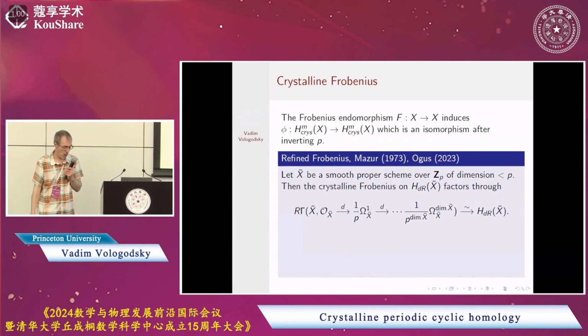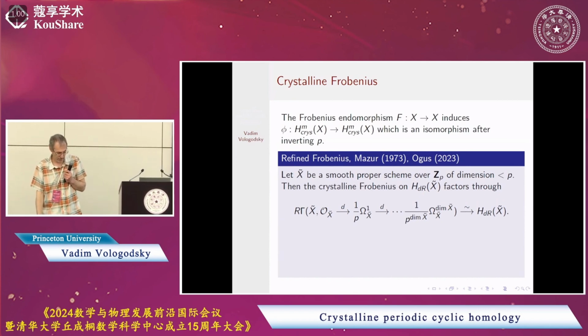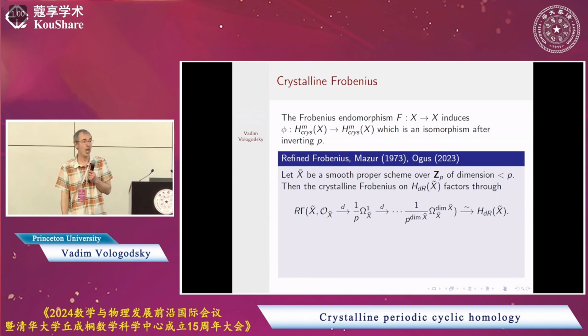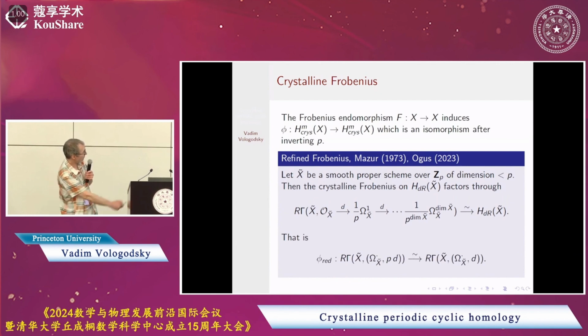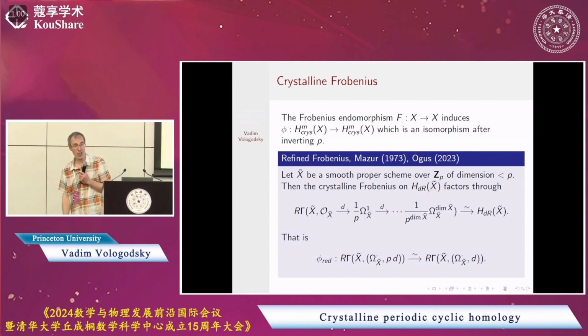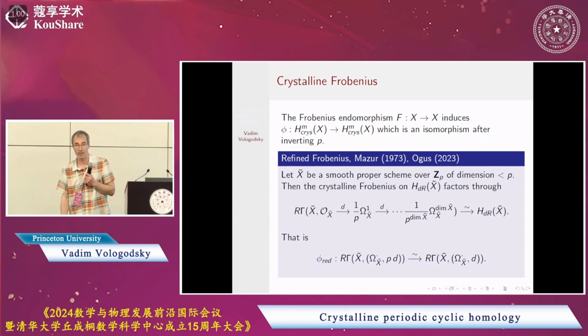Equivalently, it says that the Frobenius is divisible by p to the i on the i-th term of the Hodge filtration, and no more. Equivalently, it can be formulated in a beautiful way as follows. You look at the de Rham complex where the differential is p times the usual de Rham differential.